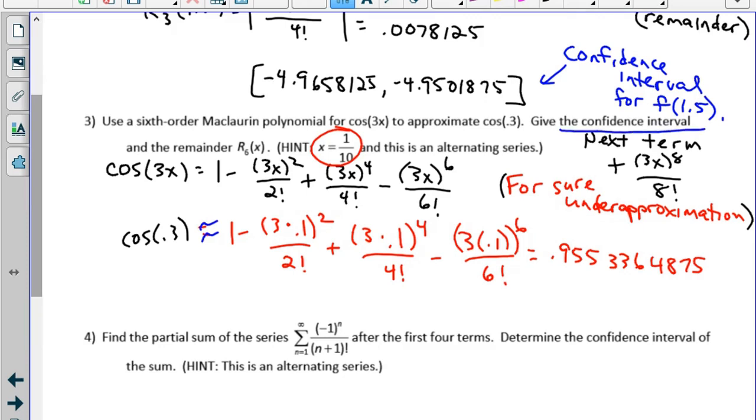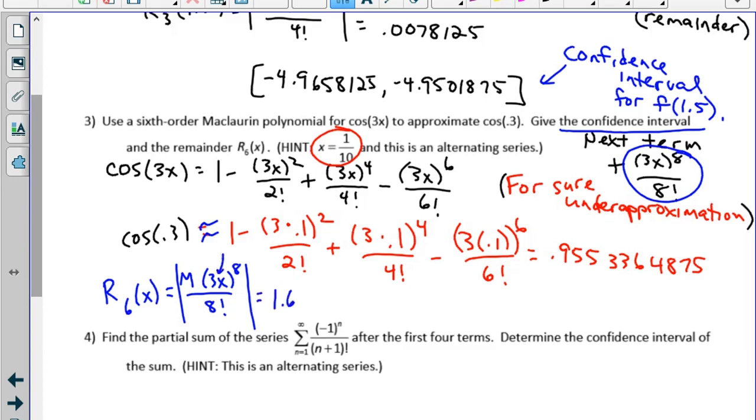Now I want to give the confidence interval and the remainder R6. So if I find R6 of x, that means I need the maximum possible derivative times (3x) to the 8th over 8 factorial. The reason why I need 8 is, once again, the next term is (3x) to the 8th over 8 factorial. And normally I just go n plus 1. However, cosine does not have a term that has a 7th degree. So that means I have to go to the next term and get the 8th degree. So when I substitute in 0.1 for x here, I get 1.627, and then more decimal places, but I'm not going to write them, times 10 to the minus 9th.